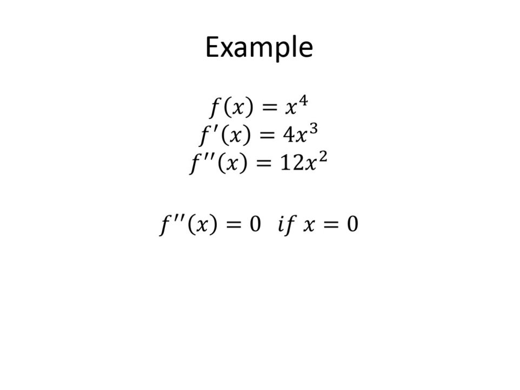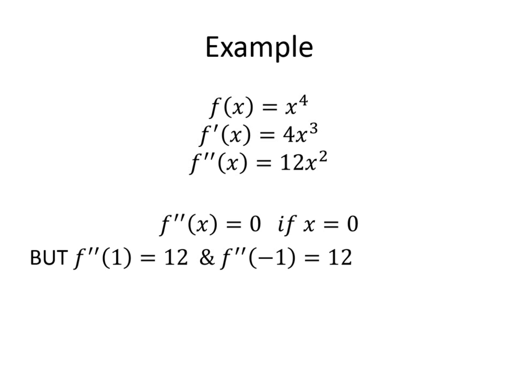So now we need to take two test points to either side of the potential inflection point. I'm going to pick -1 and +1 just because they're really easy to plug into this function. So I plug -1 into 12x squared, I get positive 12. I plug +1 into 12x squared, and I get positive 12. So notice that the sign is positive on either side of x equals 0.